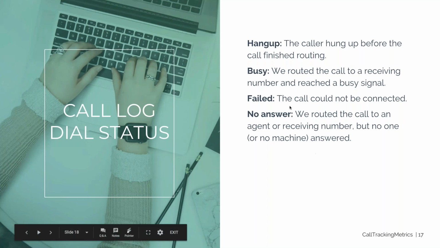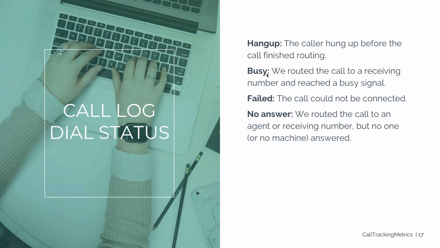Busy, we routed a call to a receiving number and received a busy signal. This one can be a little bit tricky. It's typically when people aren't utilizing our soft phone and we're routing to, like, their desk phone. And if the line that we're routing to is busy, that's when that's going to show up. Failed, we definitely don't want to see this. That means that the call could not be connected. No answer means we routed the call to the agent or receiving number, but no one or no machine answered it.